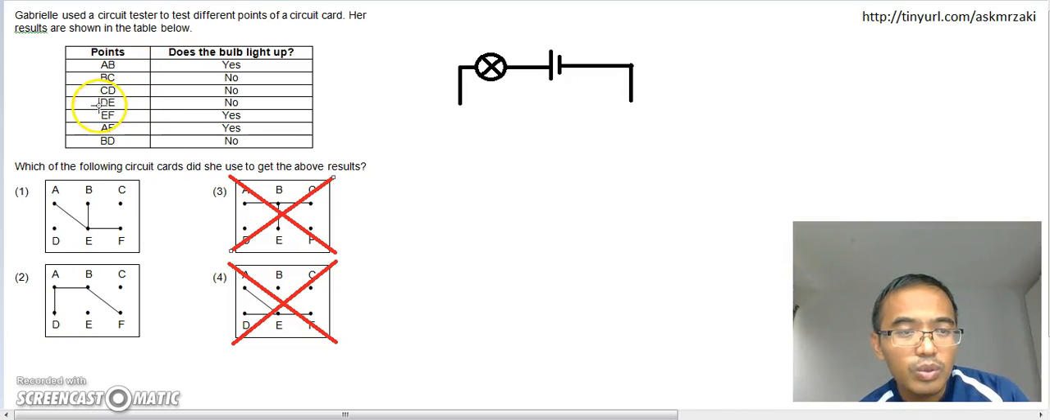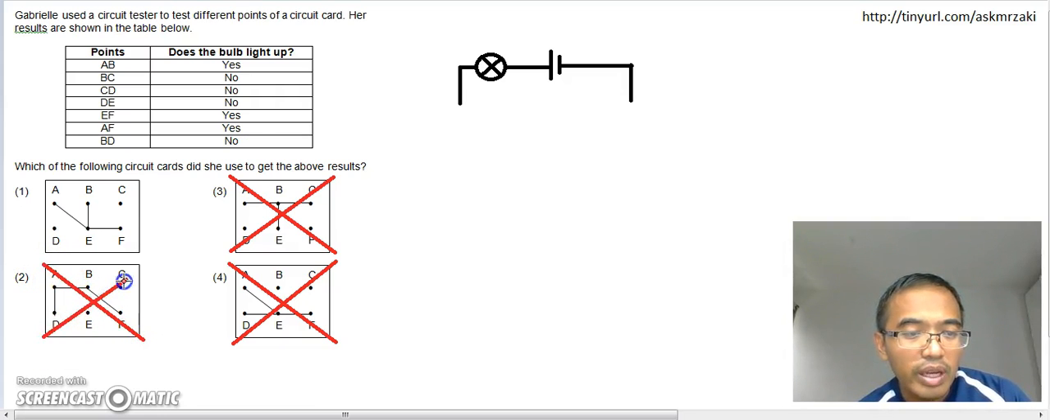Okay, let's do D and E. D and E should not have a connection. So D and E, no connection. Here, D and E, no connection. So both are still correct. Let's look at E and F. E and F should have a connection, right? Yes. So here you have a connection, which is correct, and then here no connection. So that means this is wrong.